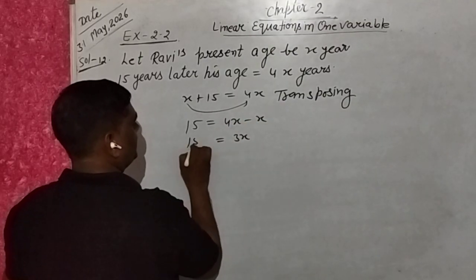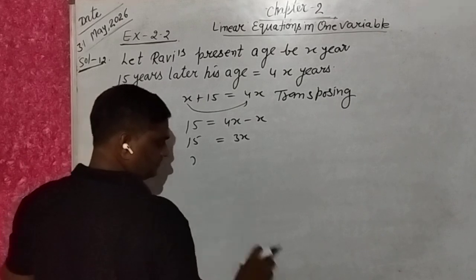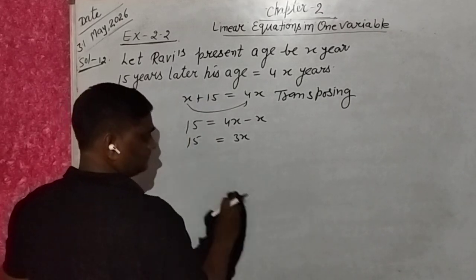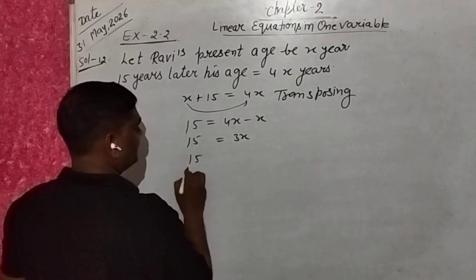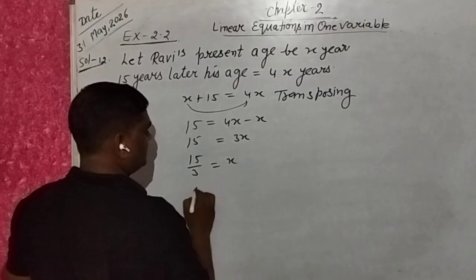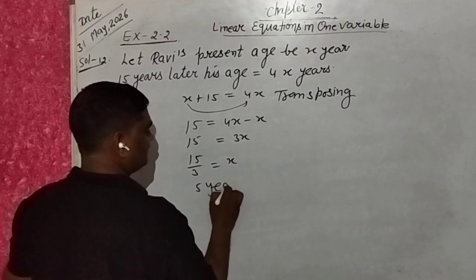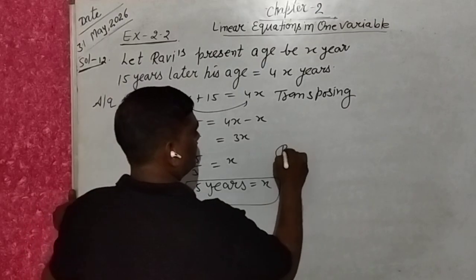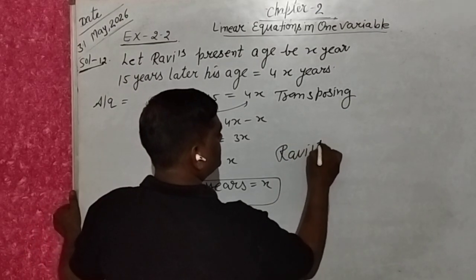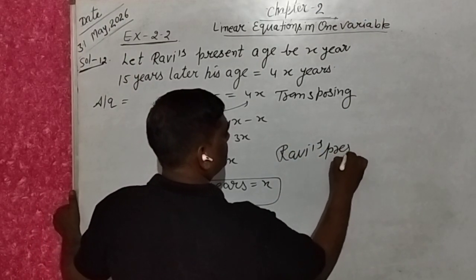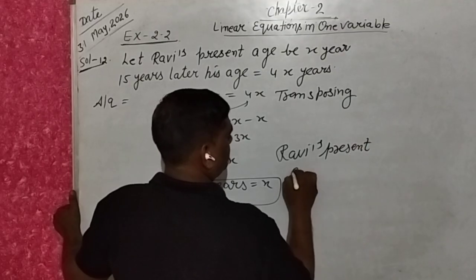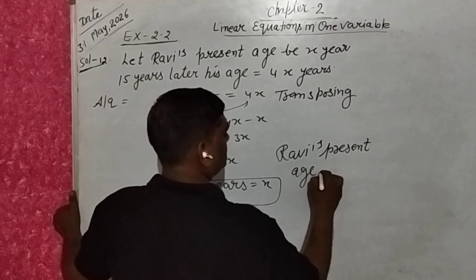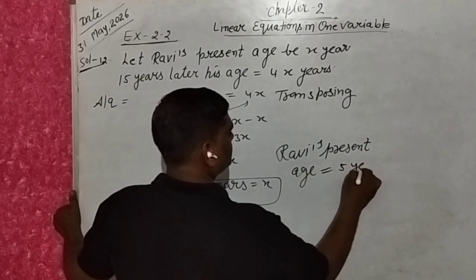3x is equal to 15. x is equal to 15 upon 3, which is 5 years. Ravi's present age is 5 years.